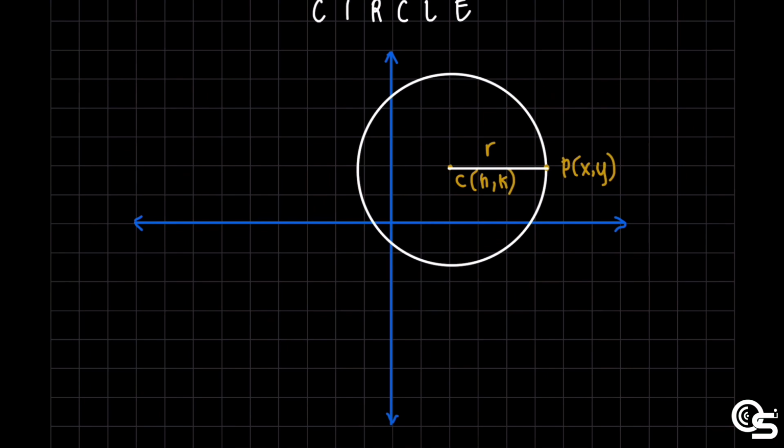That means we can have a point here, here, here, and here. Then if we are going to find its distance from the center, we will always have a common value. From this, it will have the same distance as this.